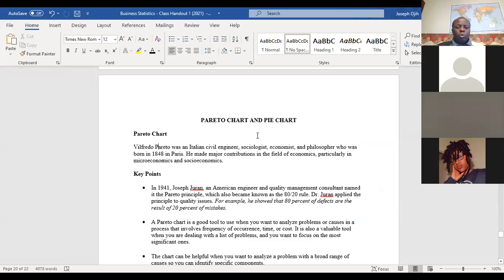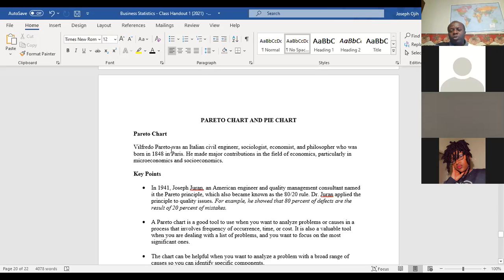Yes. So we'll be looking at Pareto chart today. The difference between a Pareto chart and a histogram is that in a Pareto chart, we arrange the data in descending order, from largest to smallest. Then we can make an inference from what we see on the chart.